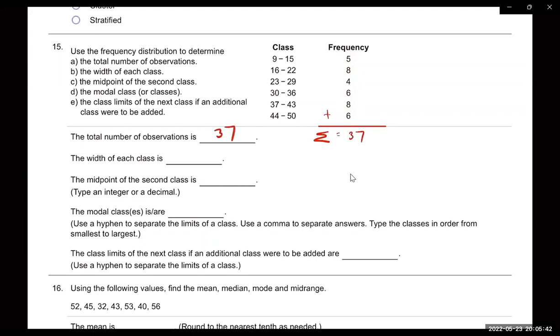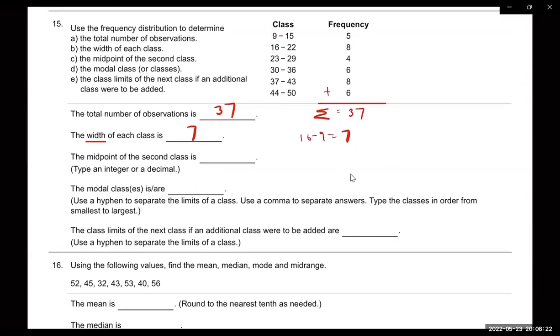All right, the width of each class. Does anybody remember how to find the width? Don't you subtract the high point from the low point? Yeah, you subtract these two, the lower class limits. Consecutive lower class limits. So if you subtract 16 take away 9, that's going to be it. 16 take away 9 is 7, right?